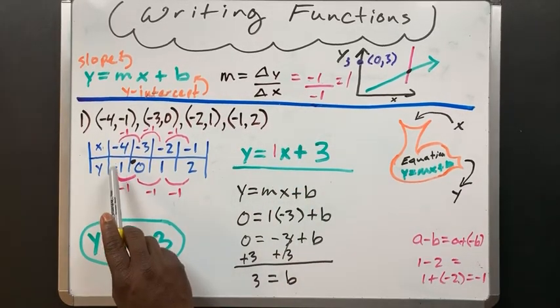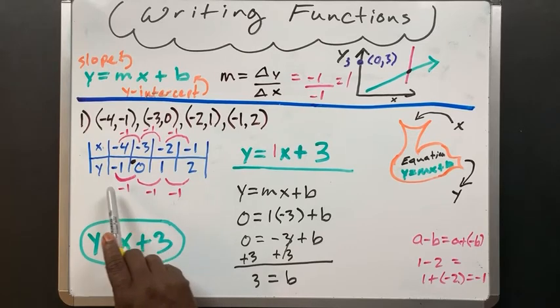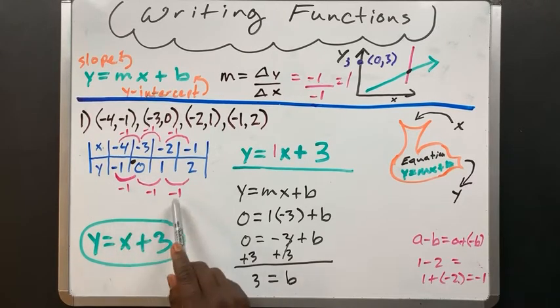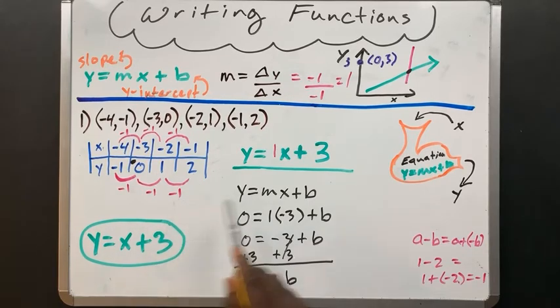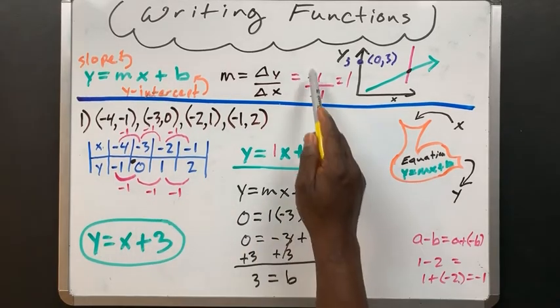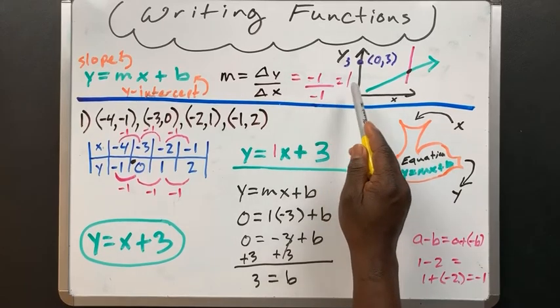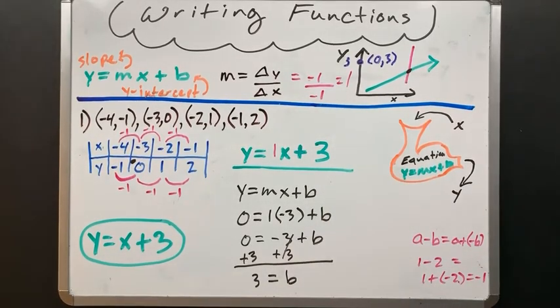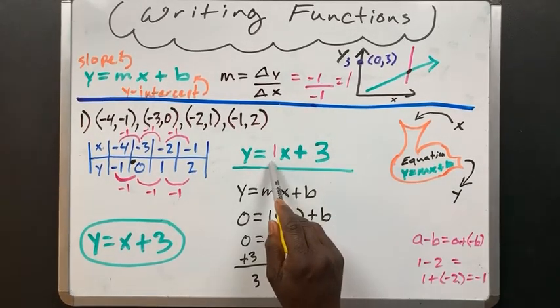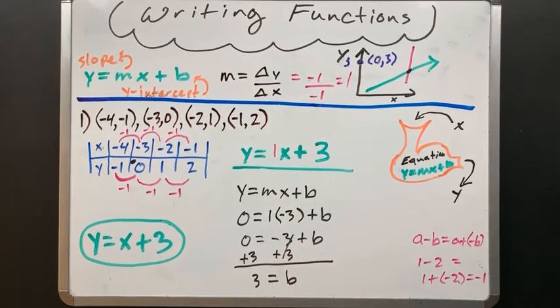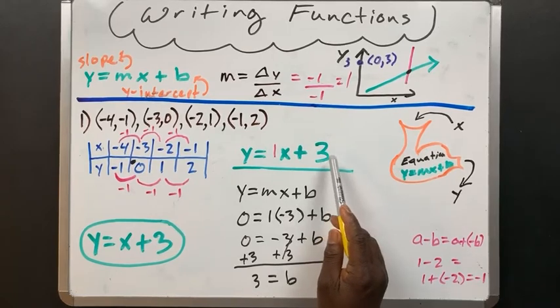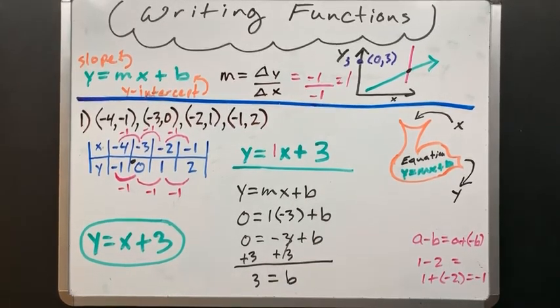And then we found the change in y. -1 minus 0 is -1. 0 minus 1 is -1. 1 minus 2 is -1. So the change in y values is -1. -1 divided by -1 is +1, so the slope is 1. I put the x there. And initially, I didn't know what the y-intercept was, so I had to calculate that.